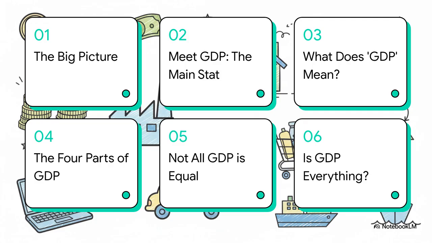All right, so here's our game plan. First, we'll get the big picture on why we even bother measuring economies. Then, we'll properly introduce GDP, our main statistic. We're going to break down its definition word by word, look at the 4 pieces that make it up, learn a super important distinction, and then wrap up by asking, is this number really everything?